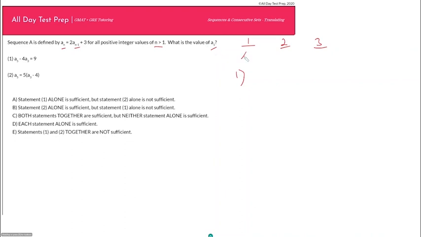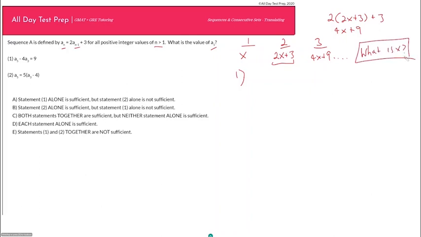So I'll say the first term is x. What would the second term be? It would be 2x plus 3. And then the third term, though, is going to be twice the second term plus 3. So it's going to be 2 times (2x plus 3) plus 3. This gives us 4x plus 9. And so on and so on. So if I translate my sequence this way, now my question is, instead of looking for A sub 1, I'm just looking for x.